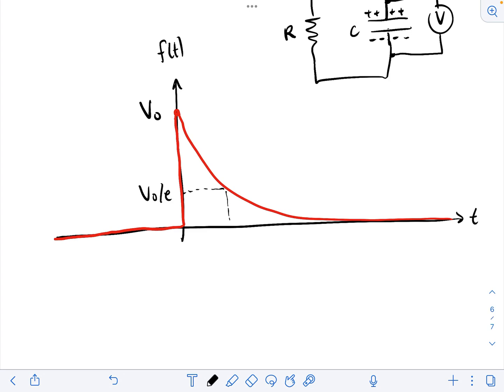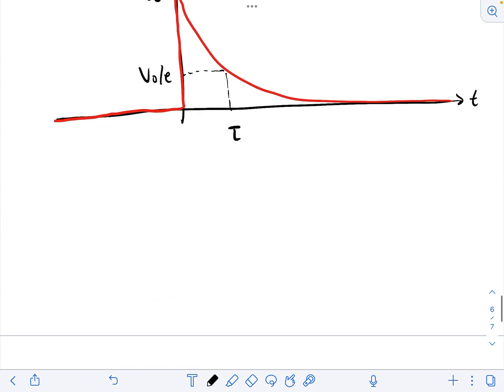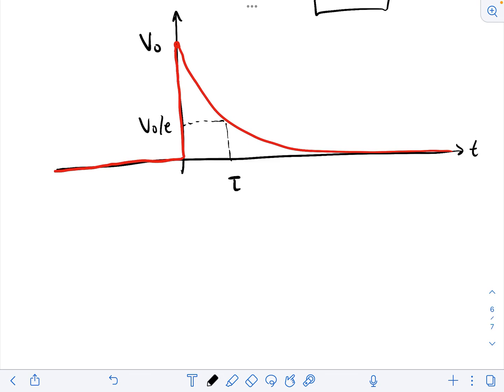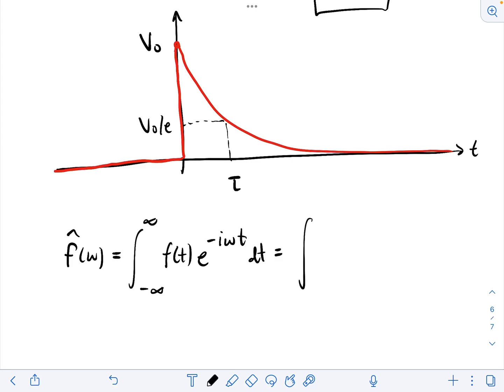Okay, so let's just go ahead and work out this Fourier transform. F hat of omega in general is the integral of f of t times e to the minus i omega t dt. So putting in our f of t, we have V naught e to the minus t over tau times e to the minus i omega t, and we integrate over time.